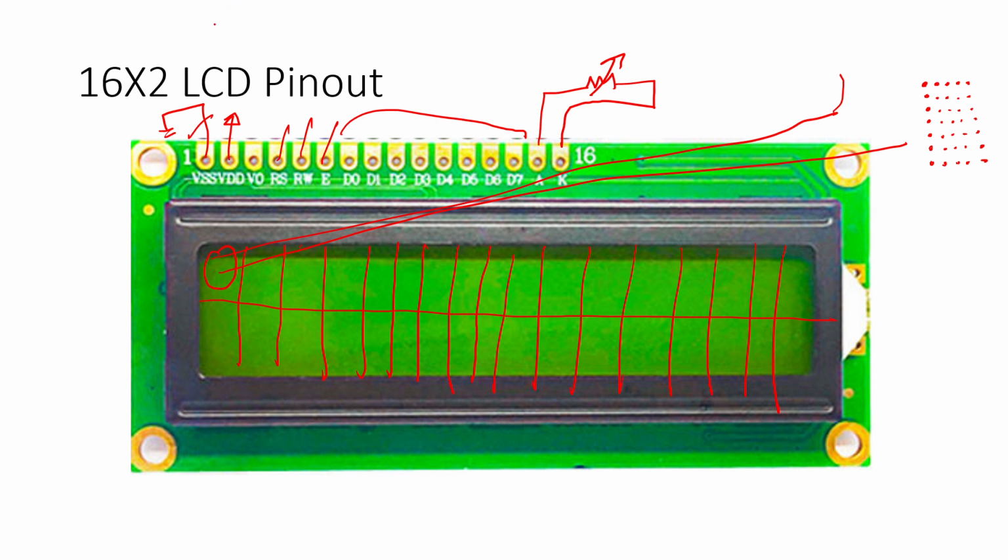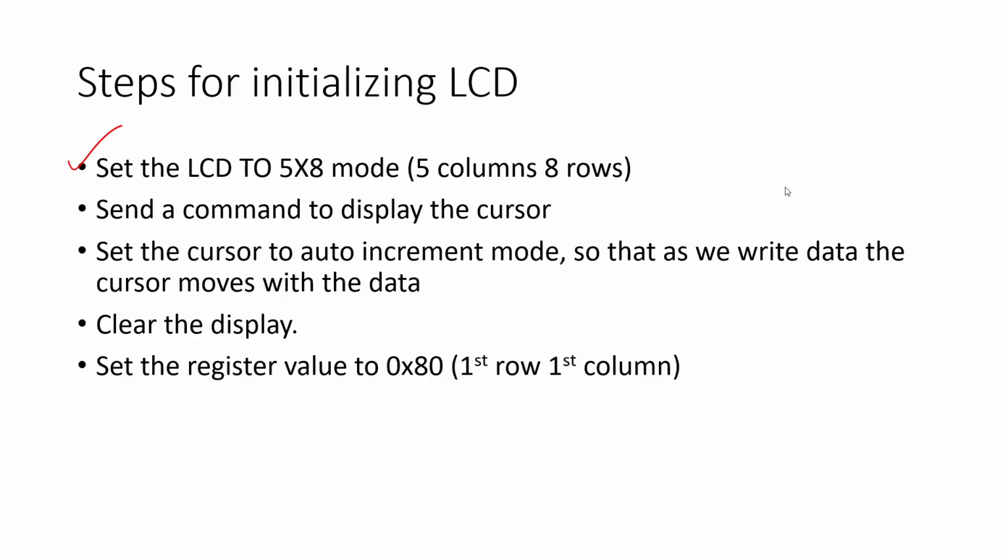So the first command of initializing is setting the LCD to 5 cross 8 mode. That is, you are telling the LCD that we are operating in 5 columns and 8 rows mode, and then you will be sending a command asking the LCD to display the cursor so that the user will know where the cursor is pointing. And next we will be setting the cursor to auto increment mode.